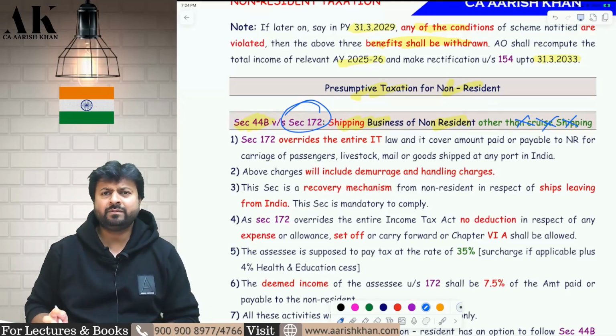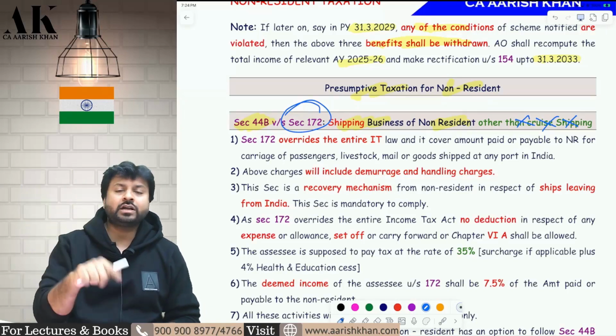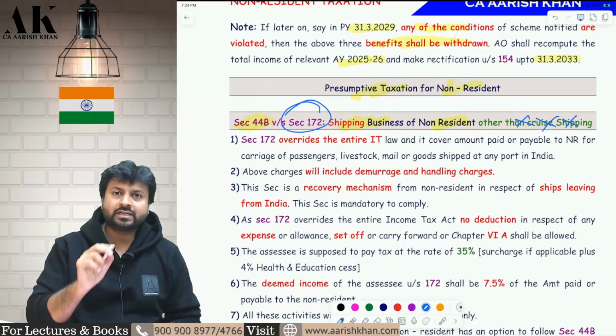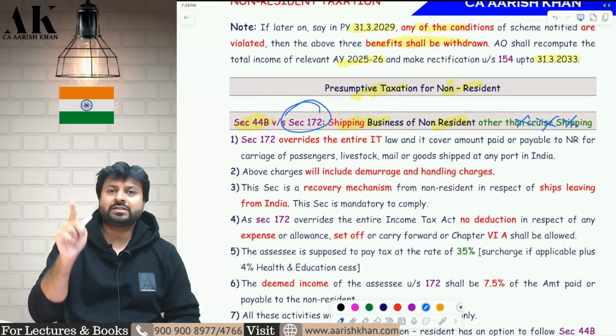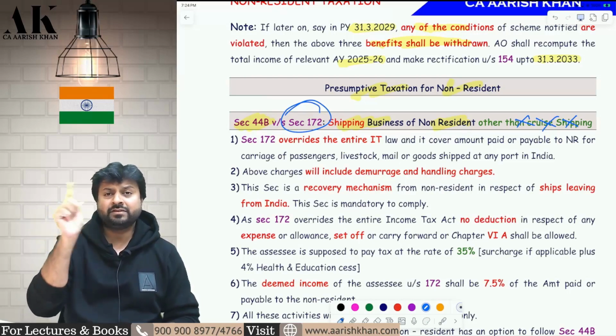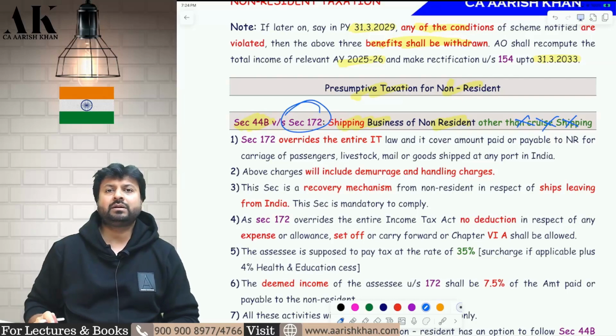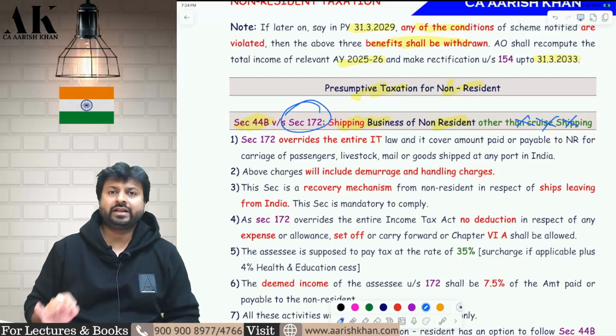So the foreign company tax rate will be applied. Even if I am an individual, the foreign company tax rate will still be applied under section 172. It is 35% tax plus surcharge if applicable, and cess. Yes, as per the foreign company, the tax will be applied on you, and the government will take tax from you.